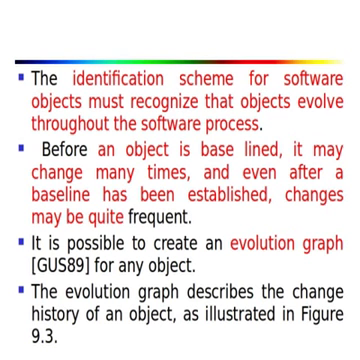The identification scheme for software objects must recognize that objects evolve throughout the software process. Before an object is baselined, it may change many times, and even after a baseline has been established, changes may be quite frequent. It is possible to create an evolution graph for any object. The evolution graph describes the change history of an object as illustrated in this figure 9.3.